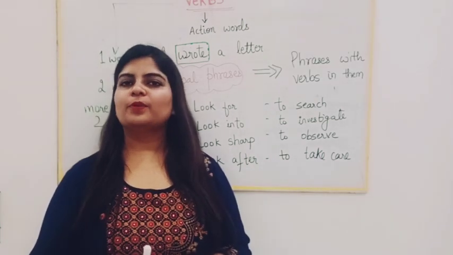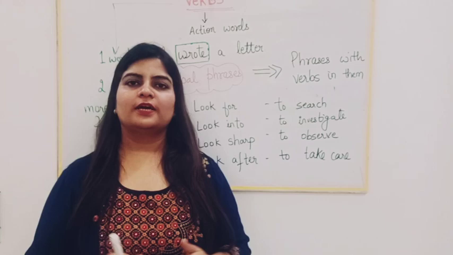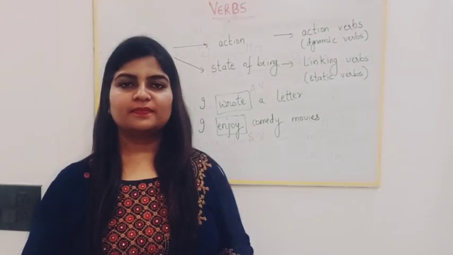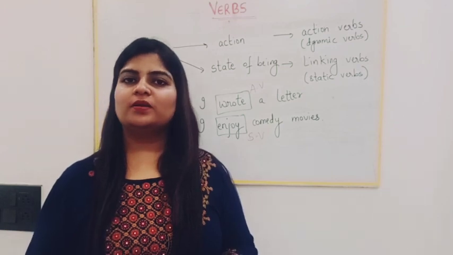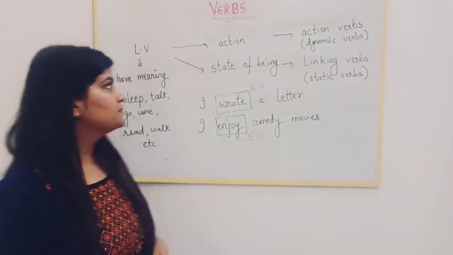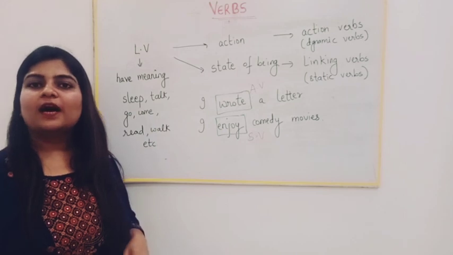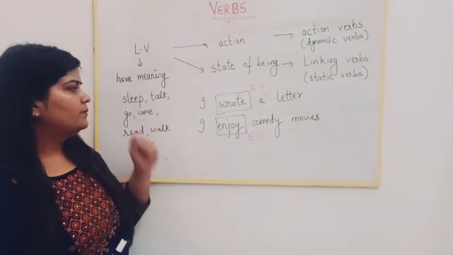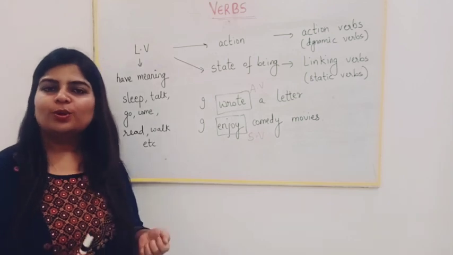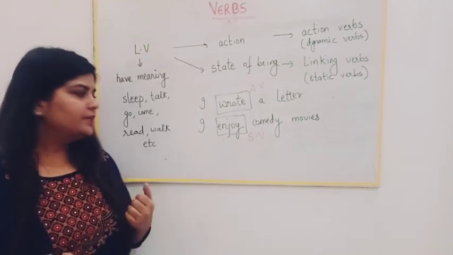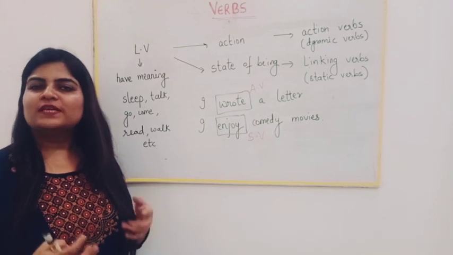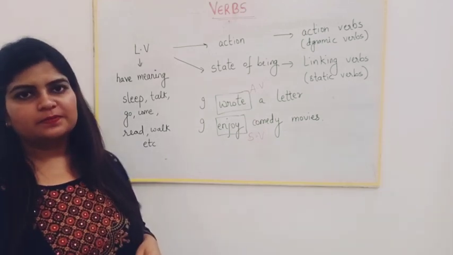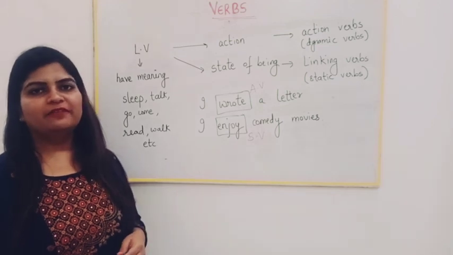Now, verbs are broadly classified into two types, lexical verbs and auxiliary verbs. Now, let's understand what lexical verbs are. So, lexical verbs are those verbs which have meaning. For example, sleep, talk, go, come, read and walk. So these kinds of verbs which have their own meaning are lexical verbs. These are also known as main verbs.